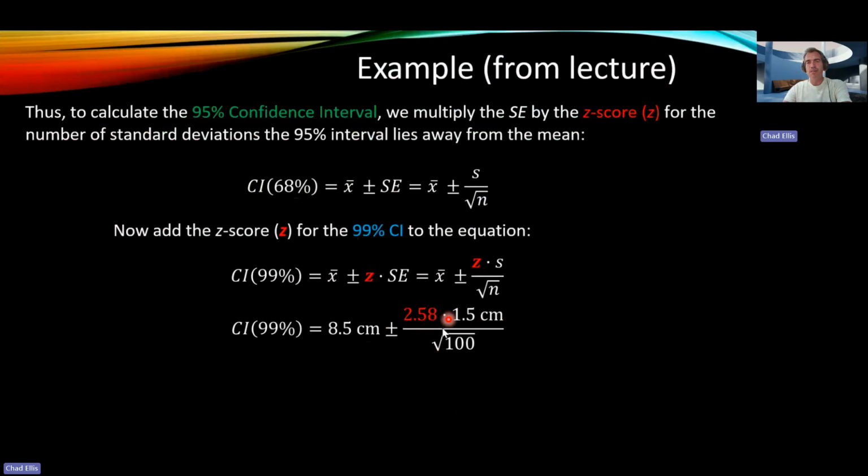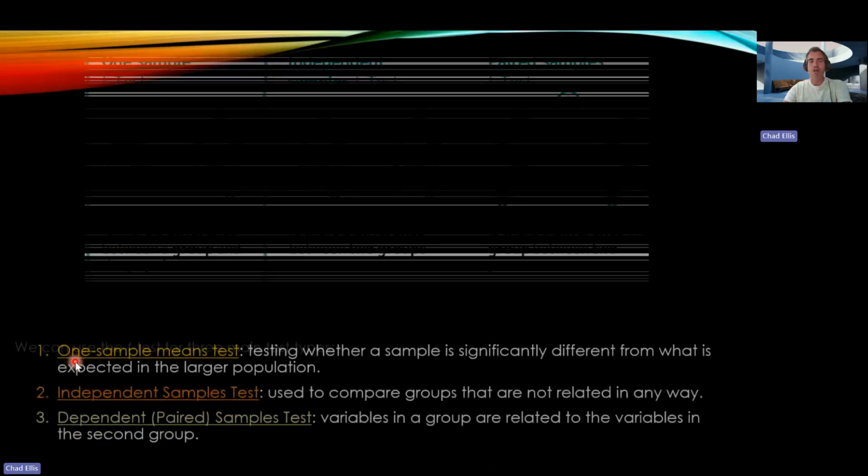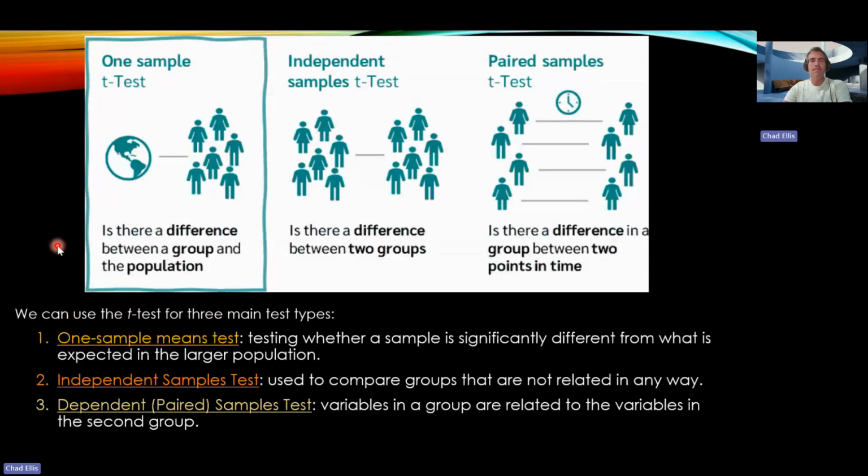We multiply our standard error by 2.58, and that gives us a much larger confidence interval. So now we can be 99% confident that that interval is going to capture our overall population mean.